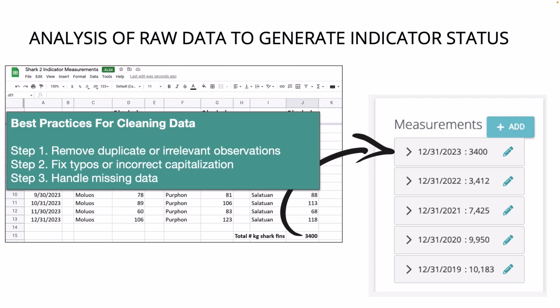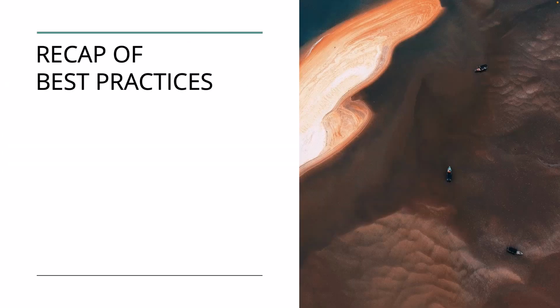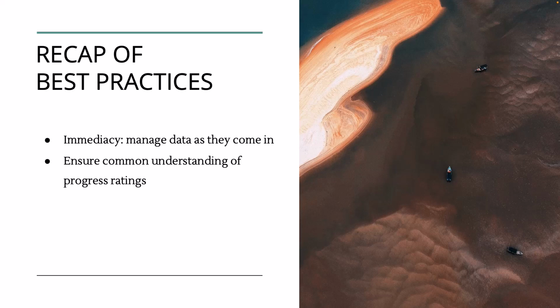poor decision making. Before we wrap up, let's quickly recap some of the best practices we've covered in this module for tracking progress towards achieving project outcomes. First, we need to manage all project data as they come in so they're clean, organized, and available for regular analysis. Secondly, we need to ensure that our project team has a common understanding of the progress ratings for results and uses the ratings consistently.